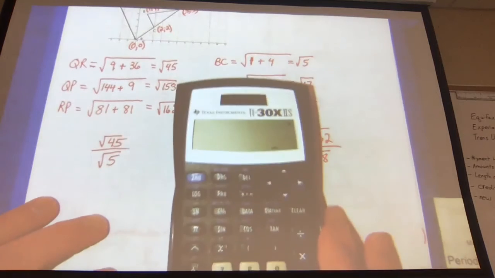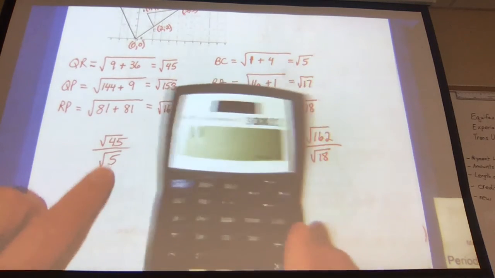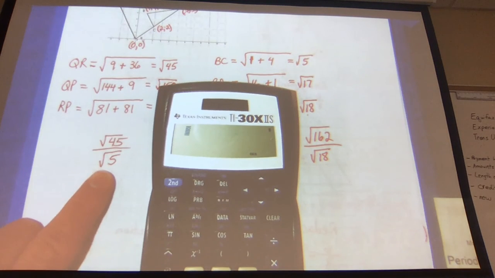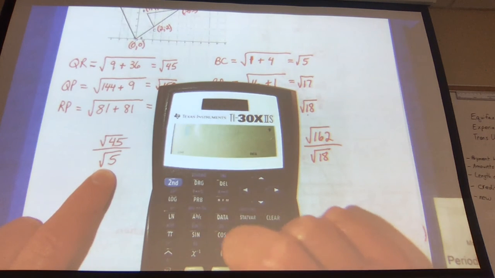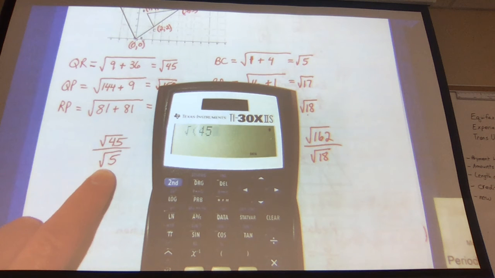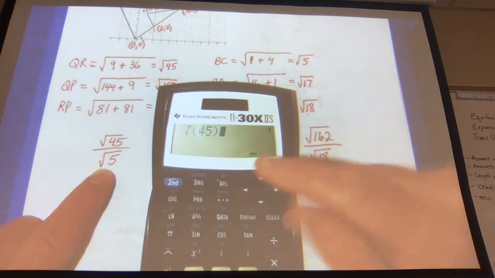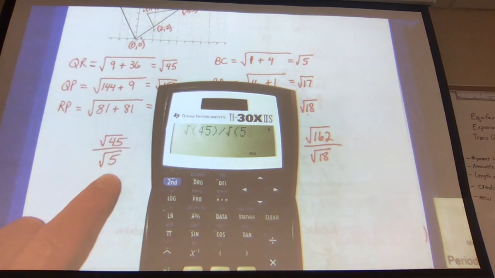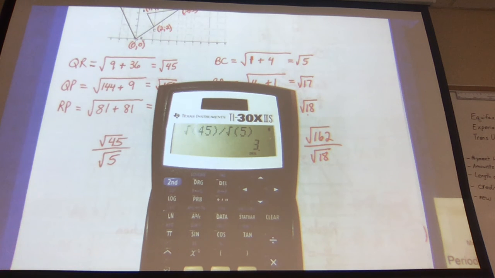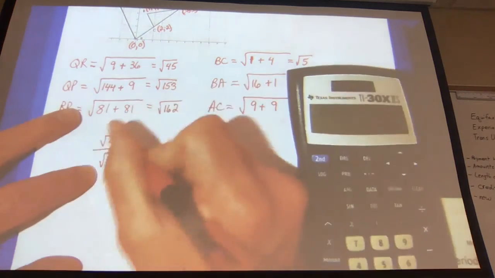So I'm going to show you on my calculator what that's going to look like. Starting with this one here. Square root of 45 divided by the square root of 5. Since this is a scientific calculator, I have to be careful how I put it in. So I'm going to put in the square root of 45 first. And since it's a scientific calculator, I have to close off the parentheses there. Because that will tell my scientific calculator to take the whole square root of 45 before it does anything else. Then we're going to divide that by the square root of 5. And I'm going to go ahead and close off that parentheses also. When I hit equals on there, I'm going to get 3. Square root of 45 divided by the square root of 5 is 3.